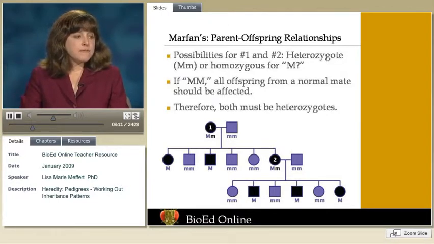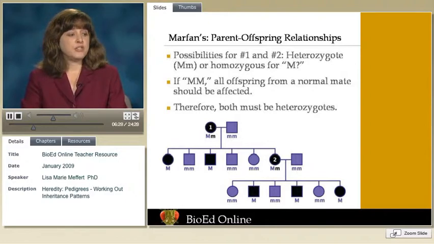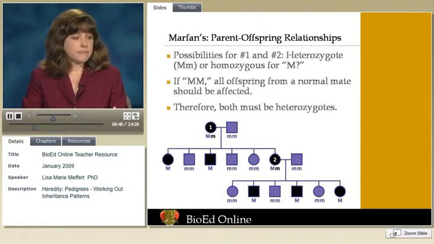Well, if these individuals were homozygous for the big allele, then they must pass on a big M to each one of their offspring. This female here, for example, has nothing else to give but big M, therefore all of her offspring would receive a big M, and they should all show the syndrome. But we see that's not true. In both of these matings, we have affected and unaffected offspring. Therefore we know that these individuals must be heterozygous. They have the big M and the little m in order to produce both affected and unaffected offspring.